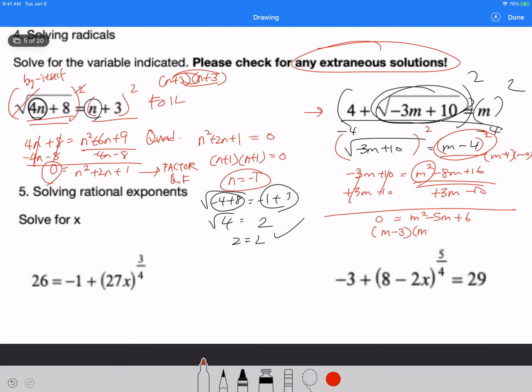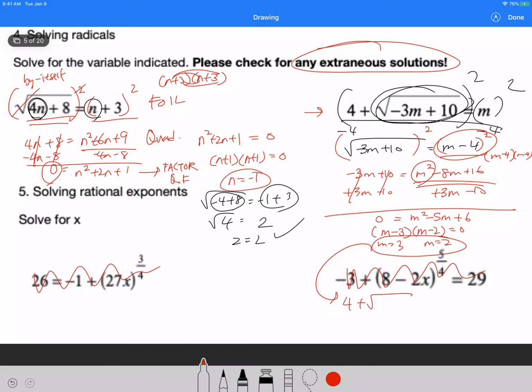m minus 3, m minus 2 is equal to 0. So m is equal to 3, m is equal to 2. Am I done? Not quite, because I still need to plug it back in to make sure that I do not get any extraneous solutions. I probably will have to do these two questions separately, but I'm going to just plug in right here.